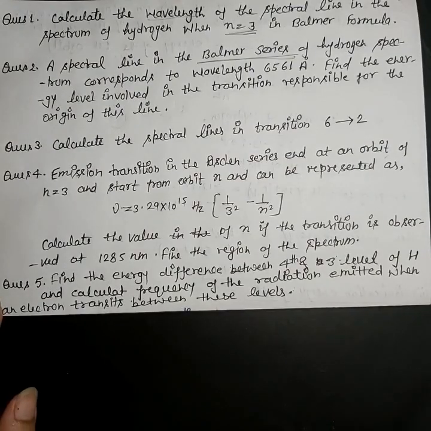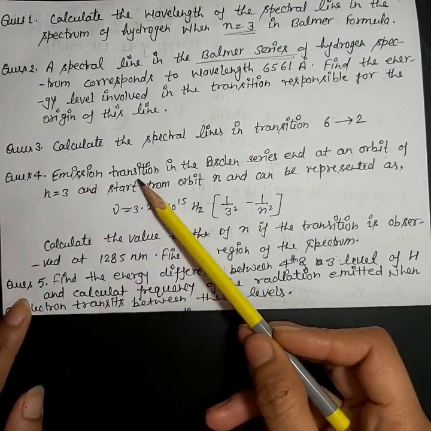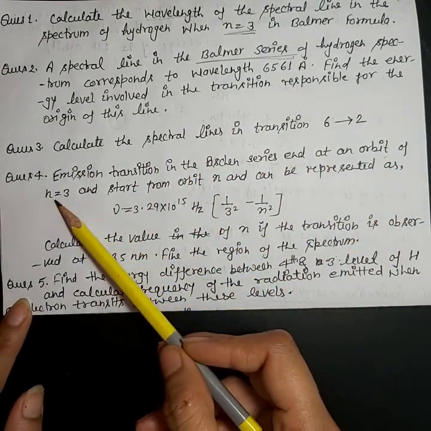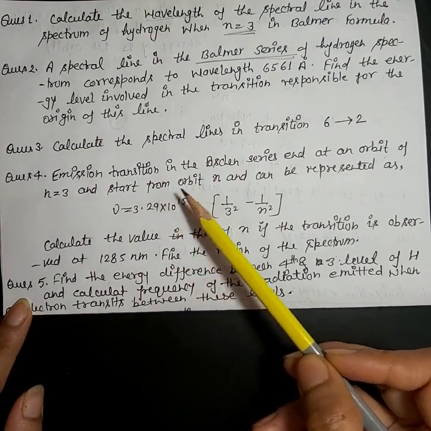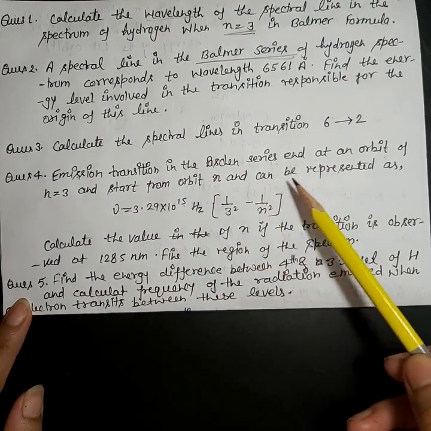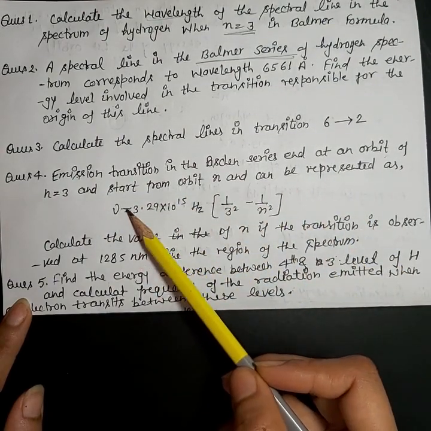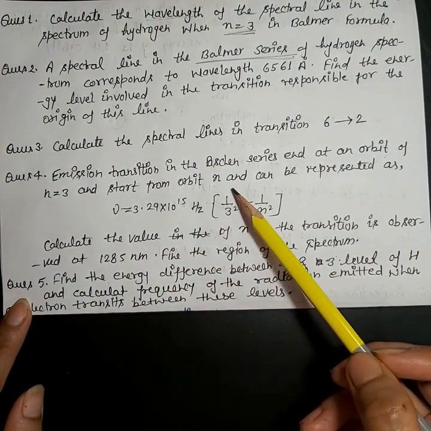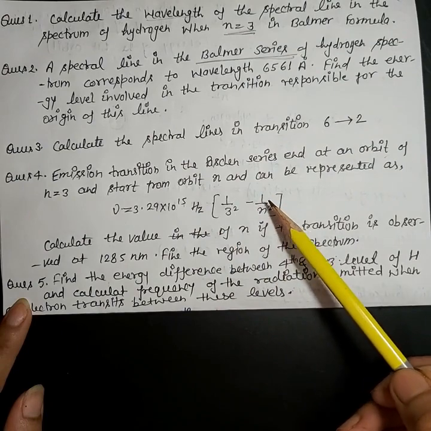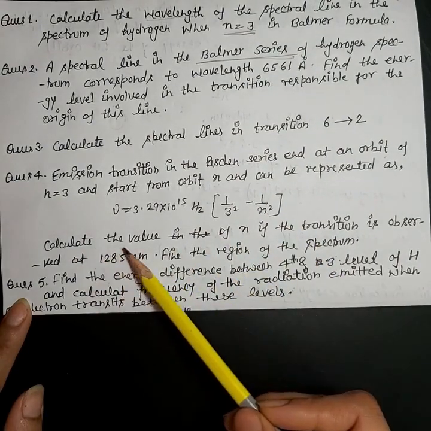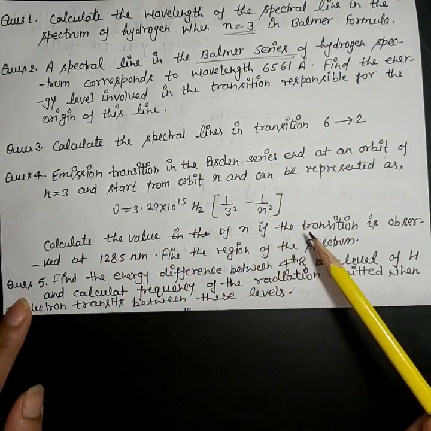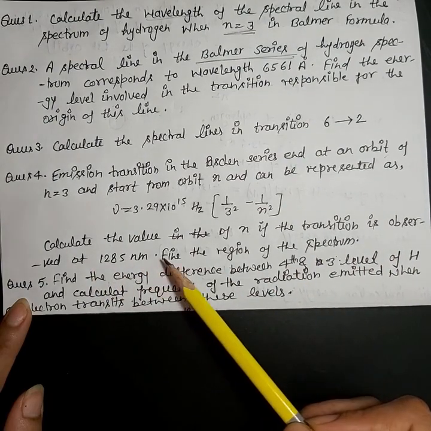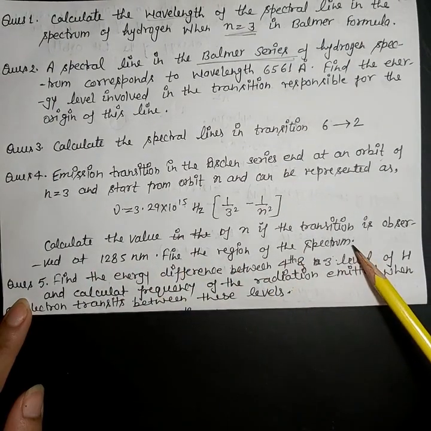Now the fourth question. Emission transition in the Paschen series ends at the orbit of n equals 3 and starts from orbit n, and can be represented as nu equals 3.29 into 10 to the power 15 hertz times (1 upon 3 square minus 1 upon n square). Calculate the value of n if the transition is observed at 1285 nanometer. Find the region of the spectrum.